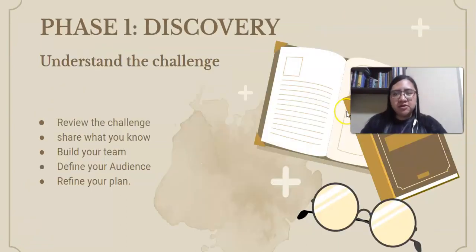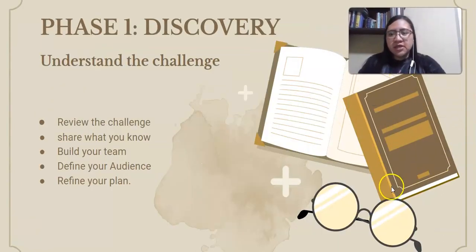So after that, you have to go to phase one. Discovery. Understand the challenge. Review the challenge. Share what you know. Build your team. Define your audience. And refine your plan. Okay? So I'm going to work on the values. My students are going to work in groups. I build my teams. My audience is going to be all the school. All the school. Because at the end you are going to present your results.